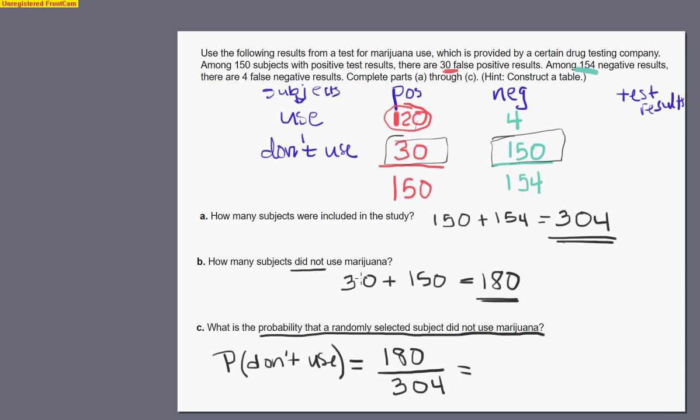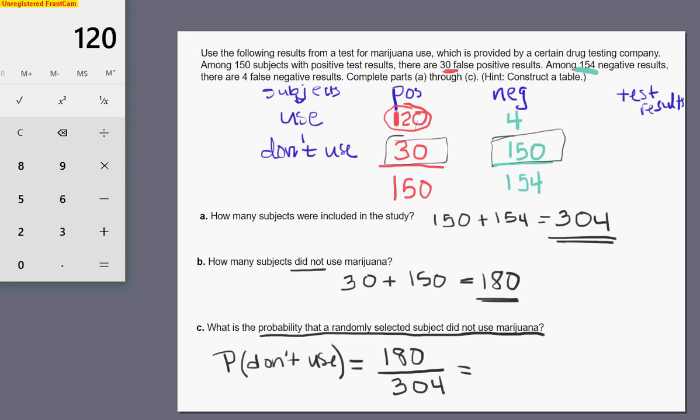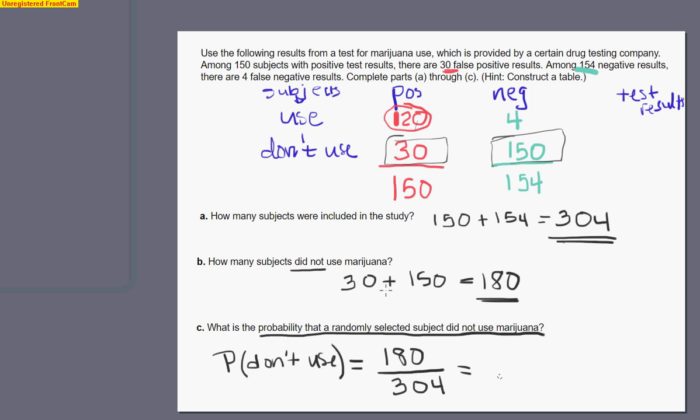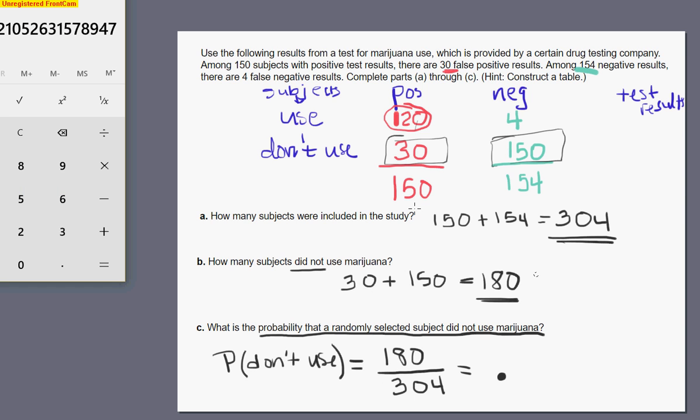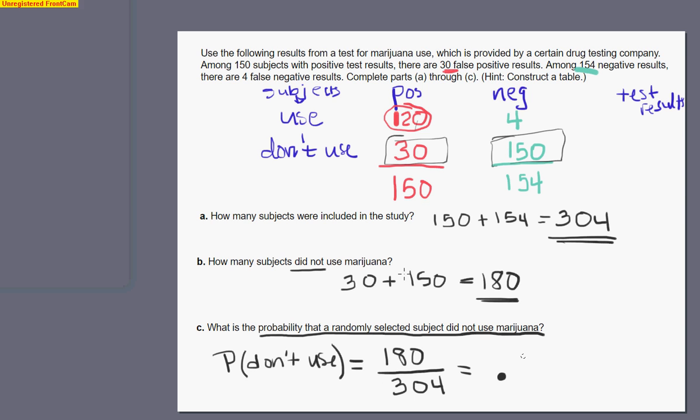All right. And then if we go to our calculator and we do 180 divided by 304, we get 0.592. And in most cases on StatCrunch or MyStatLab, they want us to carry it out to 3 decimal places. I'm sorry, what was that? 592. 592. And there you go.